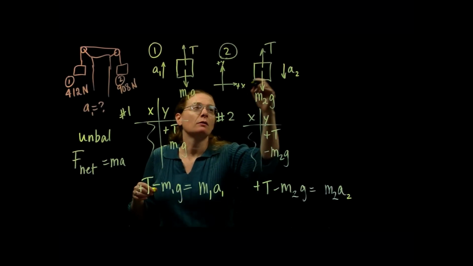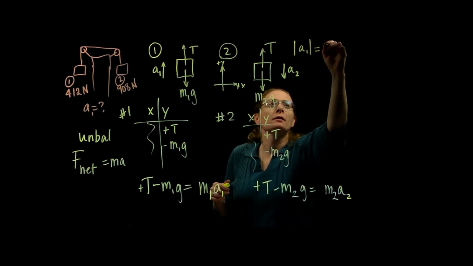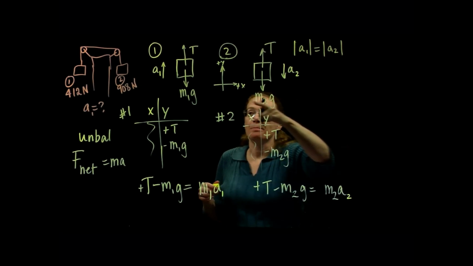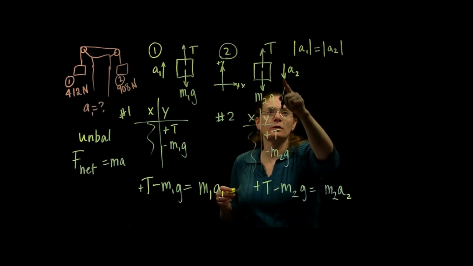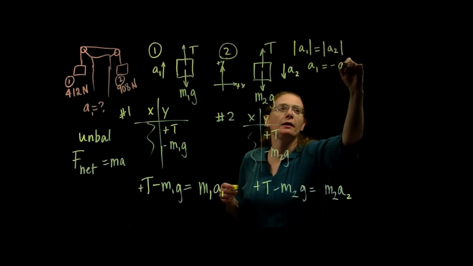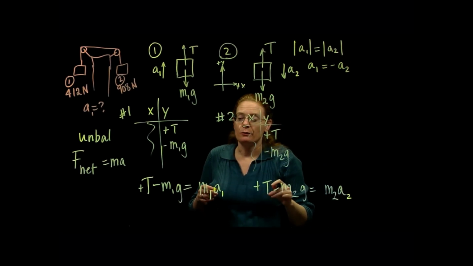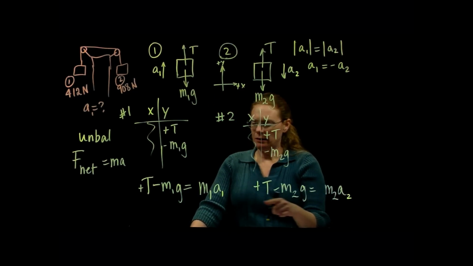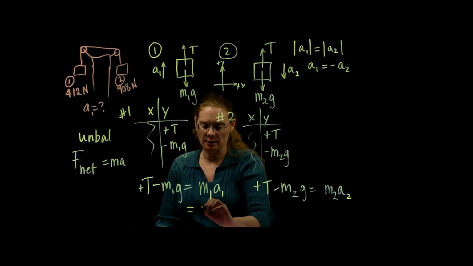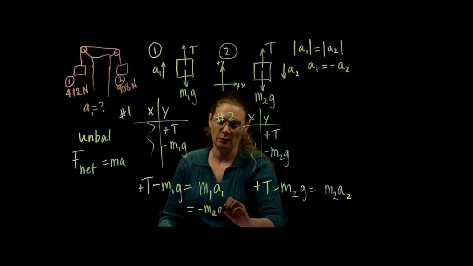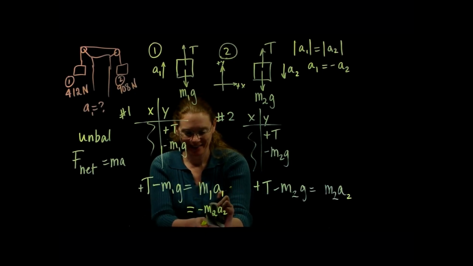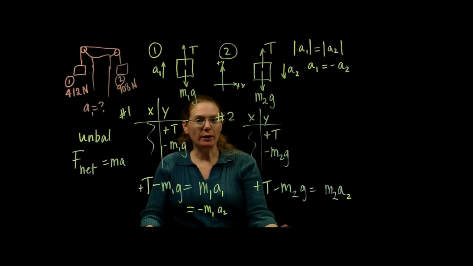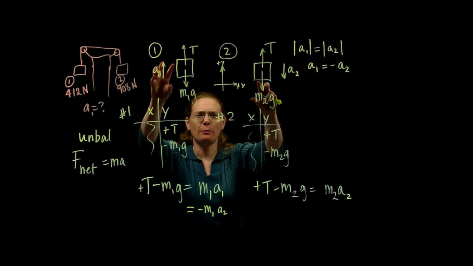Which means that the number for A1 is the same as the number for A2, the absolute value, but the signs are different. A1 is going up, A2 is going down, which means that A1 is negative A2. So if you do it like this and pop in A1 and A2, you'll say, oh, A1 is negative A2. Well, that means this side becomes a negative M2, oops, M1, M1A2. Hard to keep track. So that's one way to do it. And just say, well, they have the same number but opposite directions.